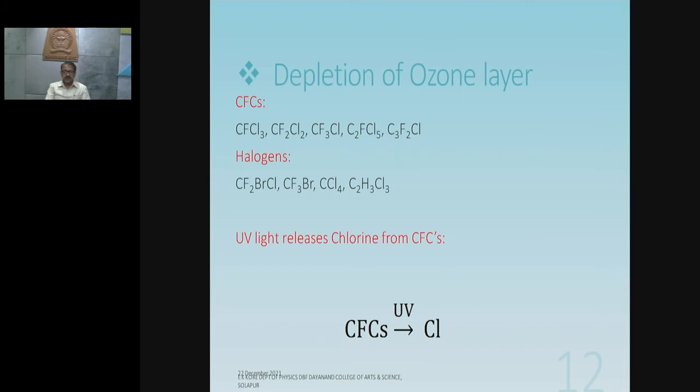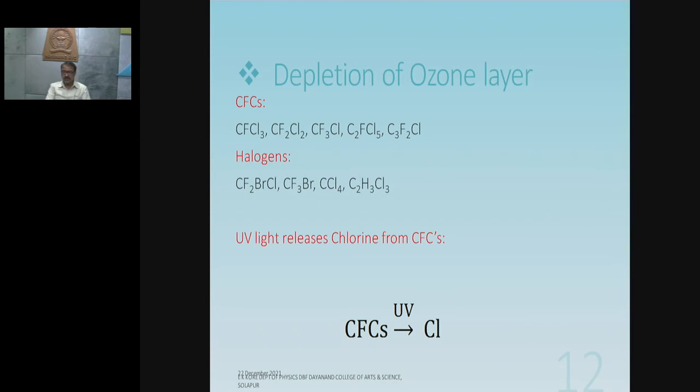Ozone is not a permanent gas, but it undergoes destruction naturally and due to CFCs. CFC stands for chlorofluorocarbons, CFCl3, CF2Cl2, etc. and halogens are responsible for ozone depletion. They are called ozone depleting substances, ODS. The chemical reaction which takes place is as follows.